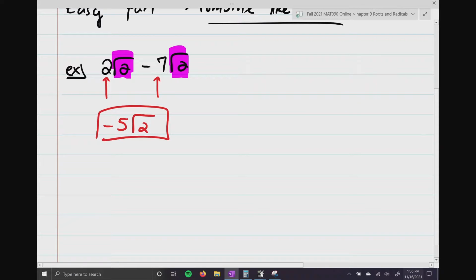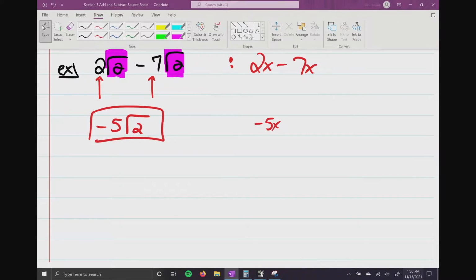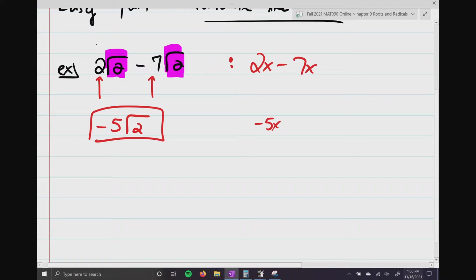So if you think about it, if I asked you the question, what's 2x minus 7x, you would approach it the same exact way. You would say, well, the x's are the same, so 2 minus 7 is going to be negative 5x. So between these two examples, there's nothing different. The only difference is, instead of using a variable, I'm using a radical symbol now.